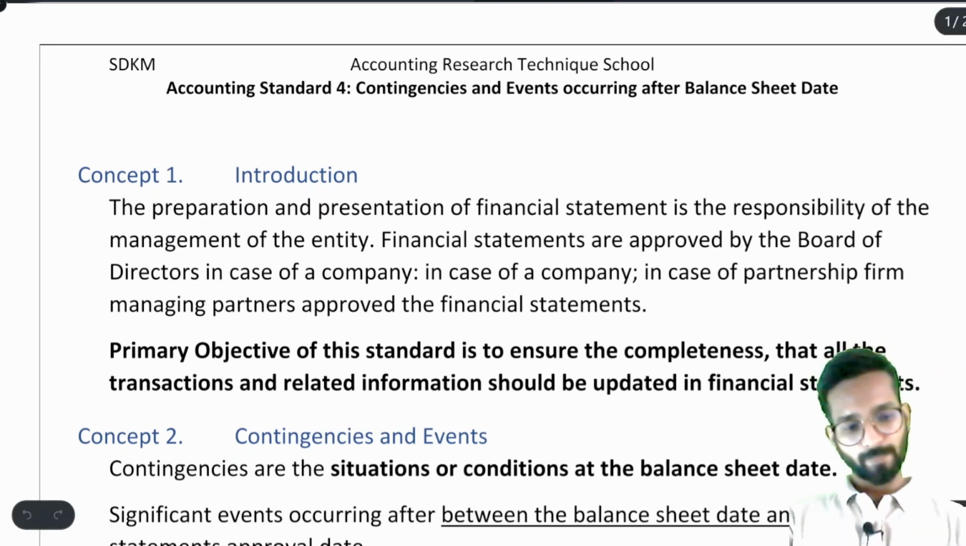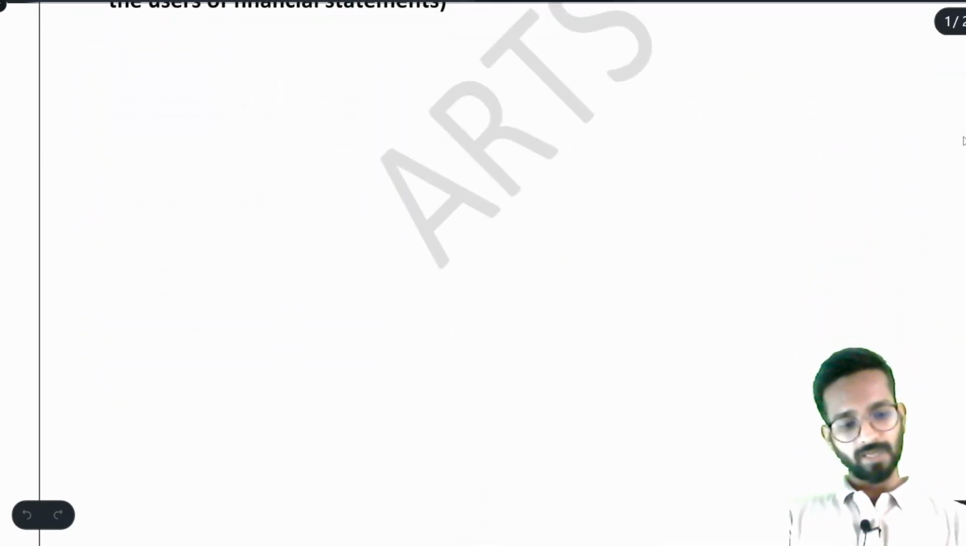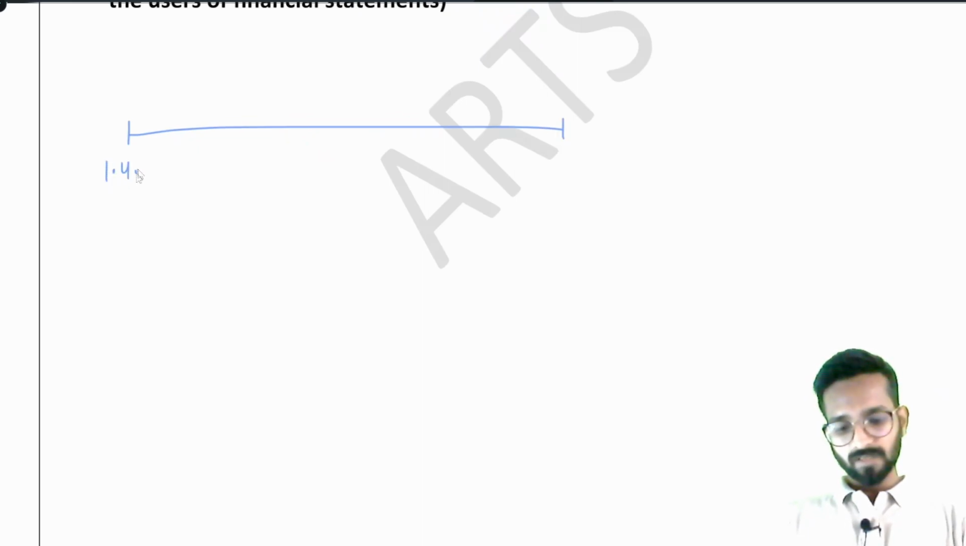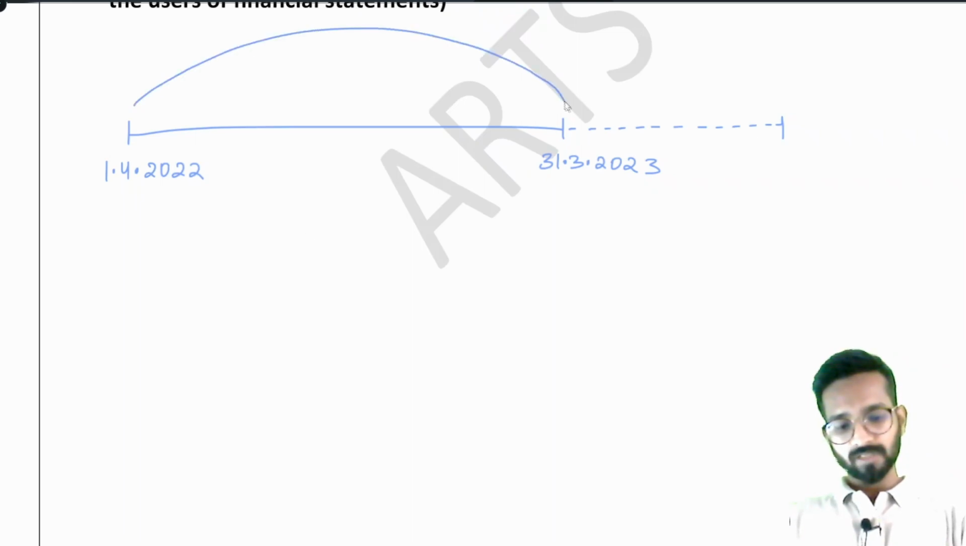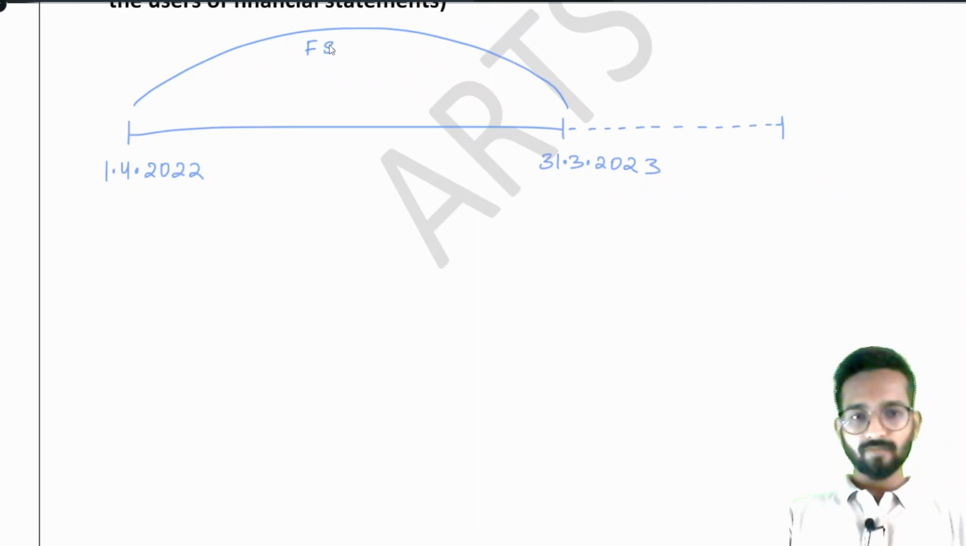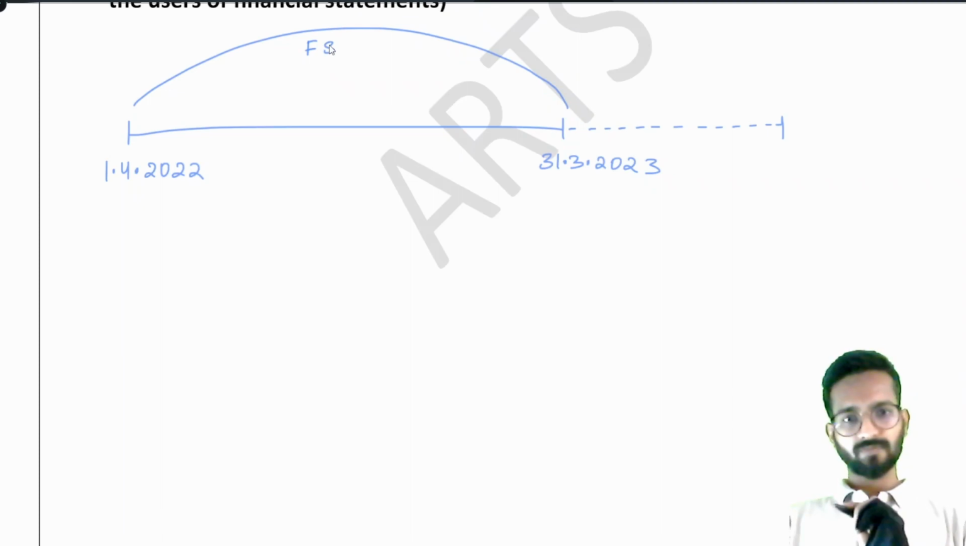Let's begin. Suppose I tell you that our financial year here is 1st April 2022. It will end on 31st March 2023. Simple. This is our financial year. Now, the important information here is that whenever the financial year ends, we prepare annual reports, or you can say financial statements for this particular year. We all know what financial statements are: profit and loss statement, balance sheet, cash flow. These are our financial statements that we prepare for the entire year.